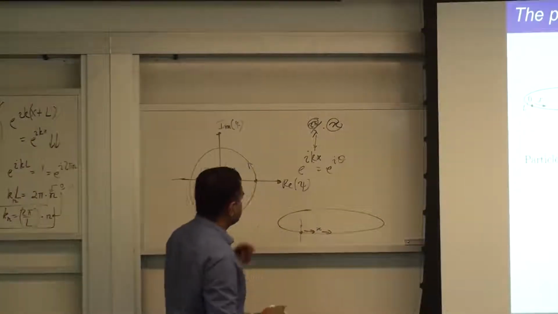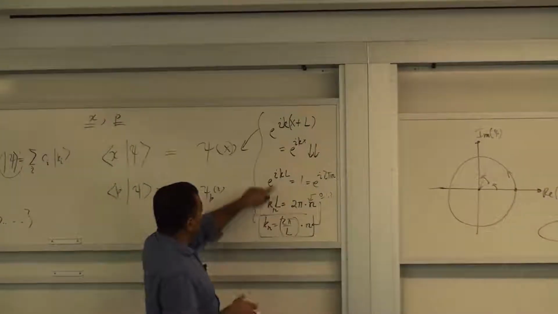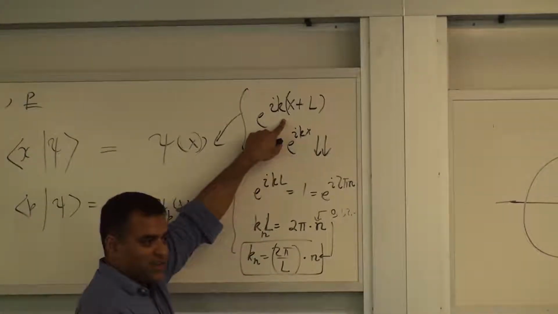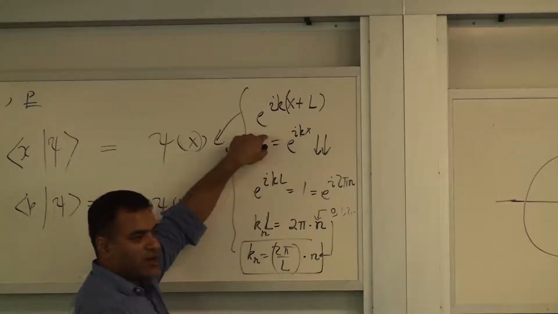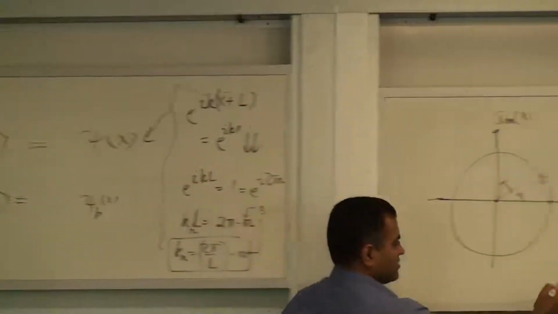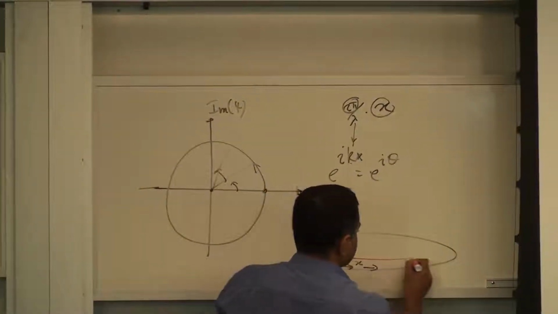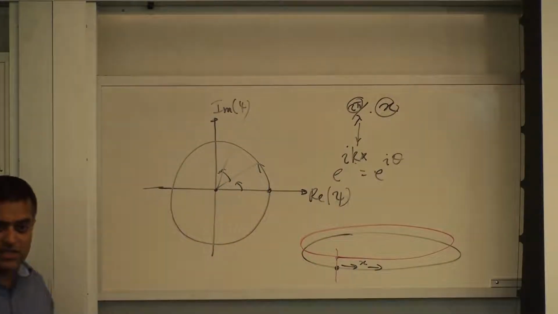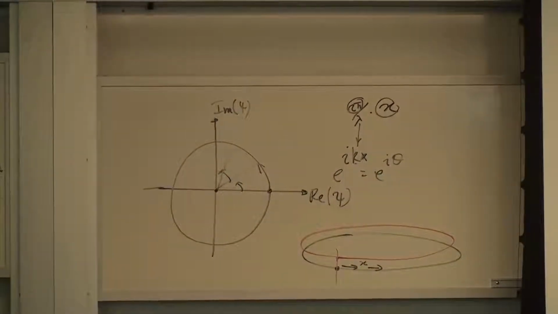So when n is equal to 0, kn is 0, and therefore e to the power ikx is a constant all the way. e to the power i times 0 is 1. So the wave function of the particle for n equal to 0 is just a constant. It just goes around and doesn't change at all as the particle goes around. Does that make sense? I'm sketching the wave function.